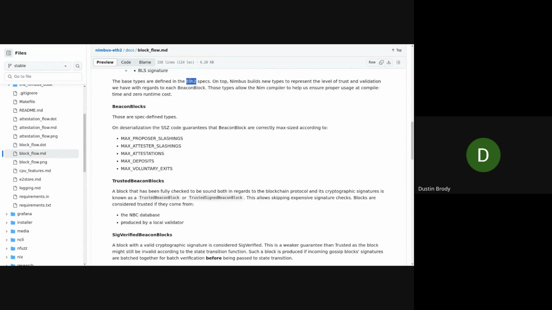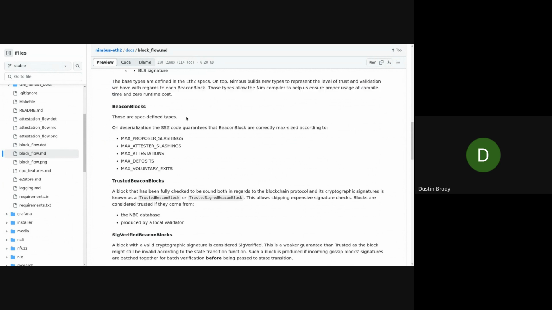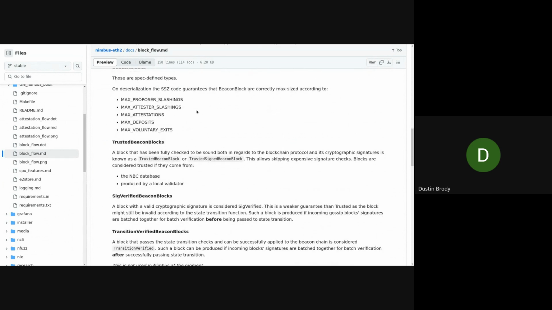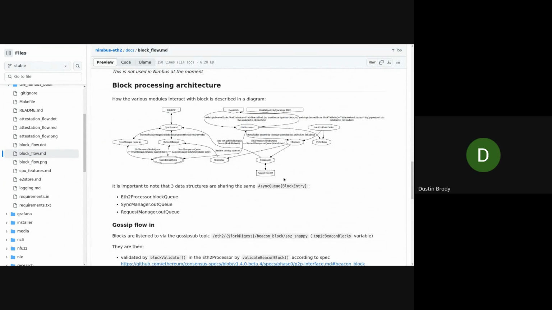For reference, when people see ETH2, think CL. ETH2 is just the older branding. A couple of years ago the EF changed this, but they're synonymous. And again, we do have these architectural diagrams, which are broadly correct.